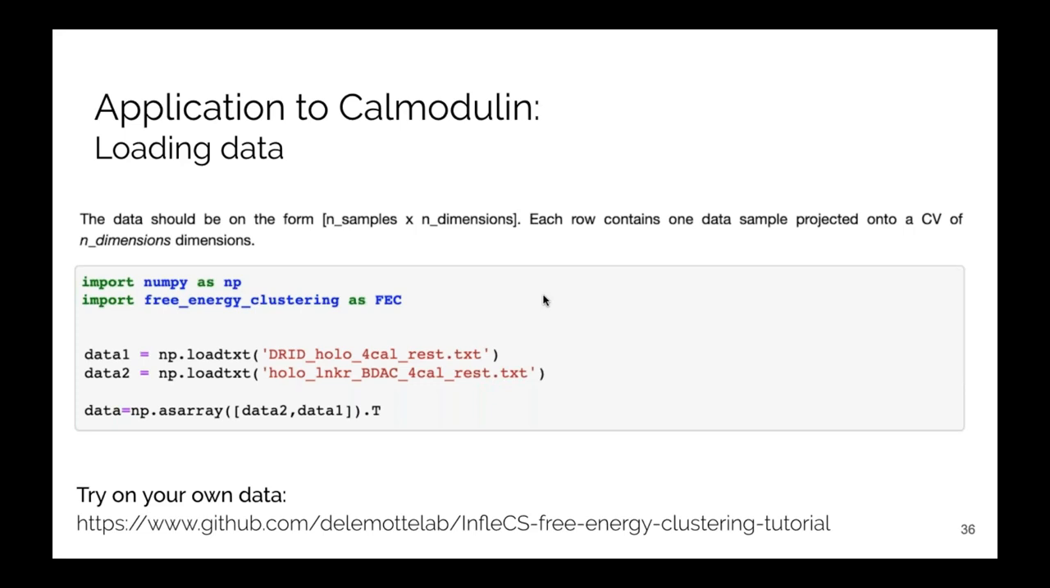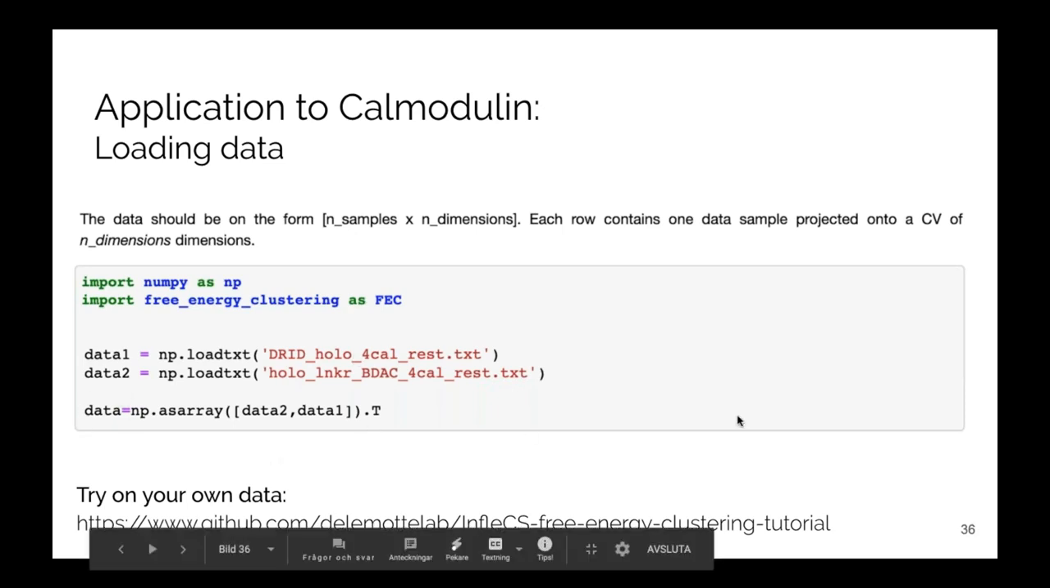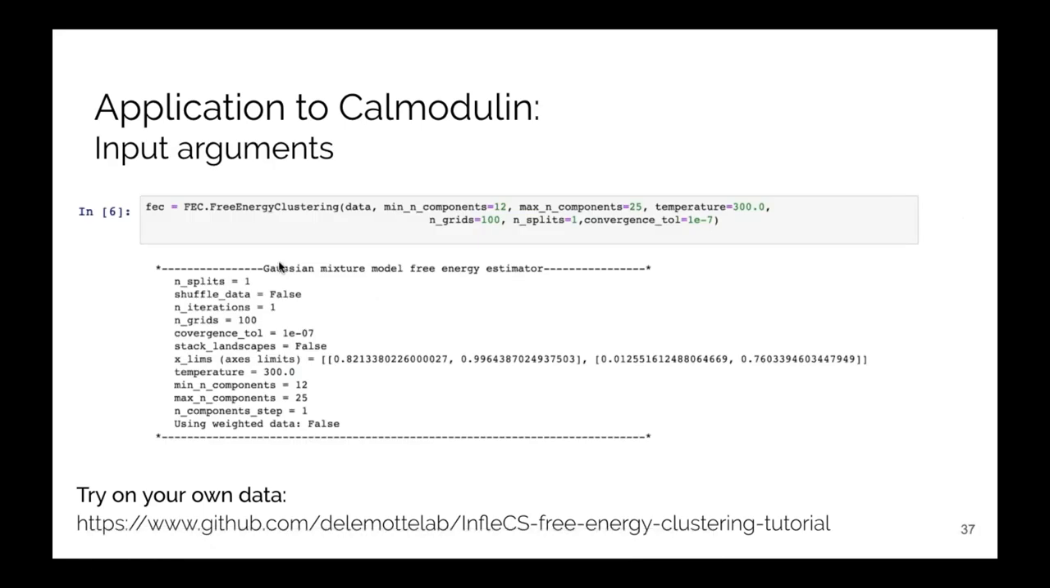The data that we use as input to our function has to have the form number of samples times the number of dimensions. Number of samples corresponds to the number of frames in your trajectory, and number of dimensions corresponds to the number of collective variables. So in our case, we have number of frames times 2, because we have 2 CVs. And so we construct this matrix, and we construct an object by writing FEC.FreeEnergyClustering, and then we use this matrix as input.